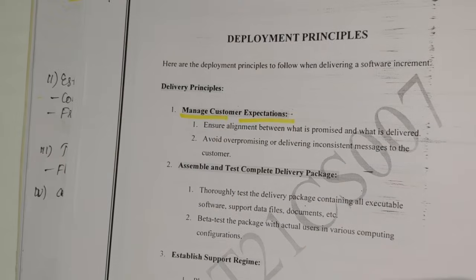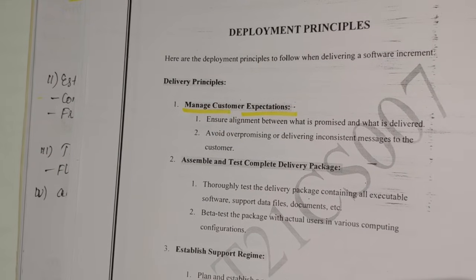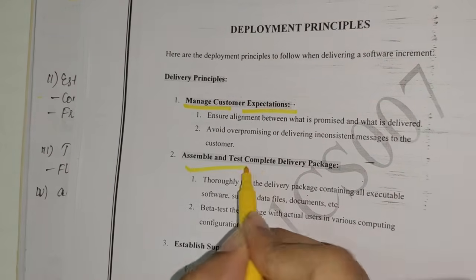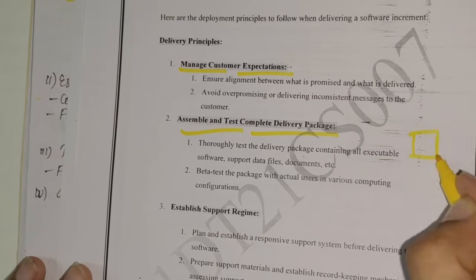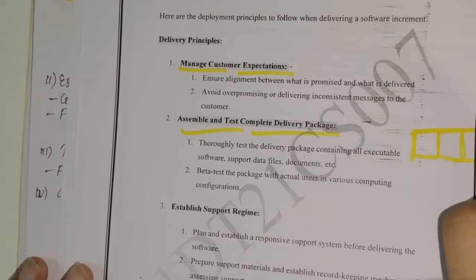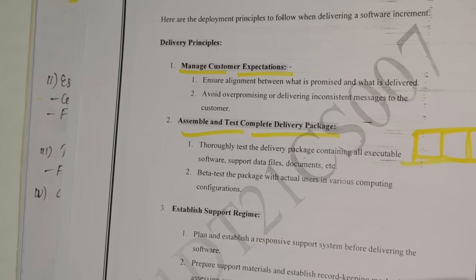It is pretty understood that customer expectations should be managed. Then we should assemble and test the complete delivery package. Once deployment is done for different packages or the models, we should ensure that it is all assembled properly and then a complete delivery package is given.